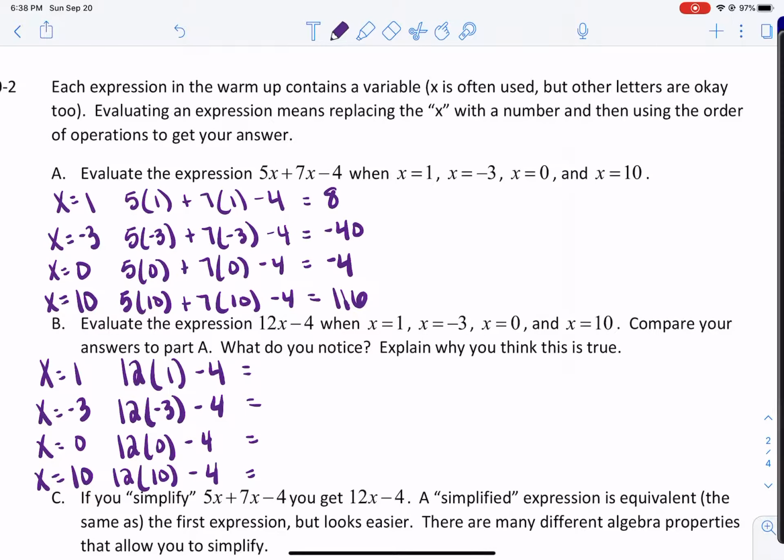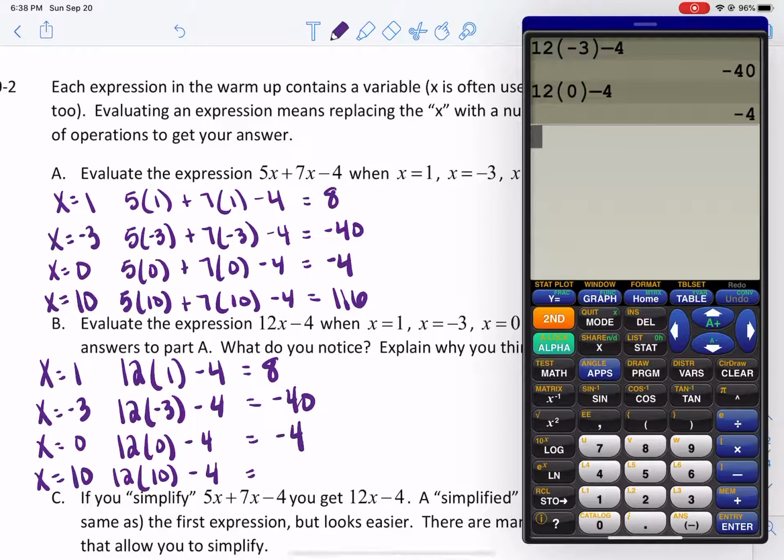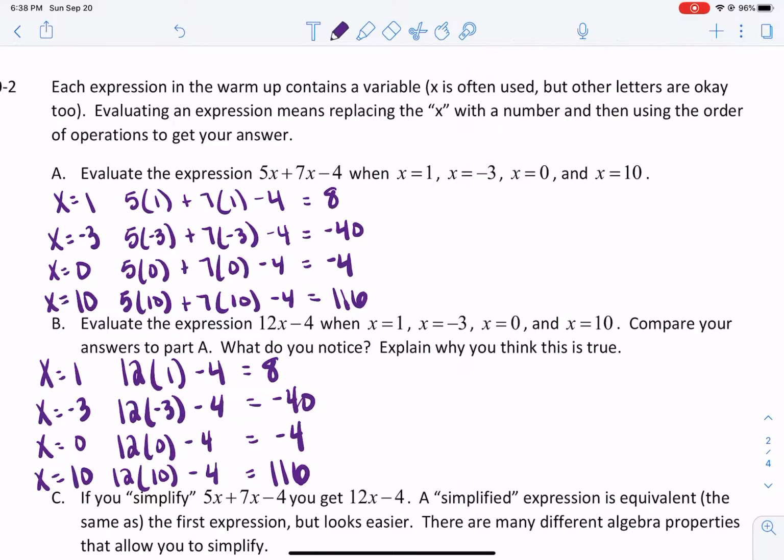So we've got 12 times 1 minus 4. Well, we know that that's 8. Then 12 times negative 3 minus 4 gives us negative 40. Oh, weird. Same as above. 12 times 0, well, that's 0 minus 4 gives us negative 4. And 12 times 10 minus 4, interesting. So they were the exact same answers as above.